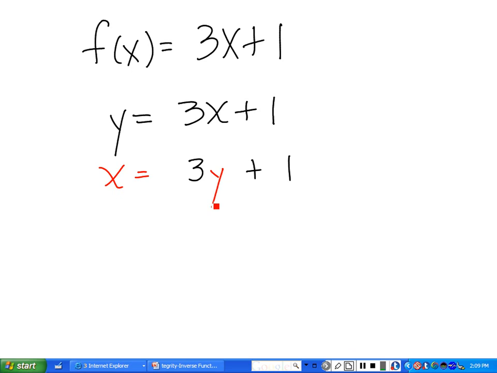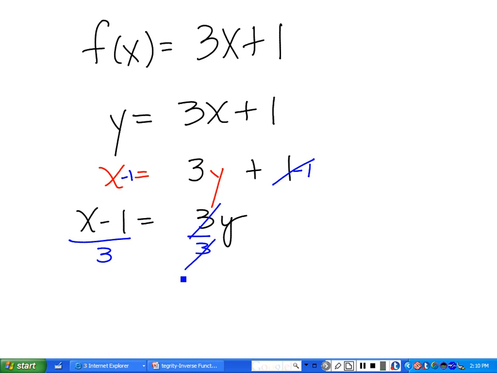Now what we'll do is solve for y. First, what we need to do? We need to get rid of this 1. Then that will cancel. So now what we have is x minus 1 equals 3y. Then we need to get rid of this 3, and we have to divide everything over here by 3. Then the 3's cancel. So we have y equals x minus 1 over 3.